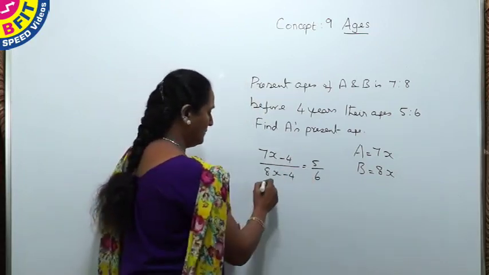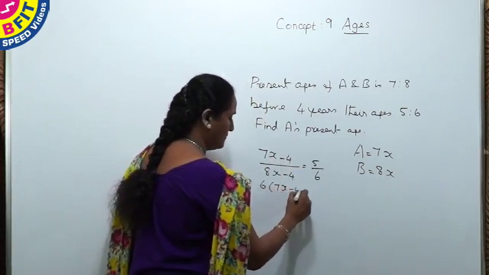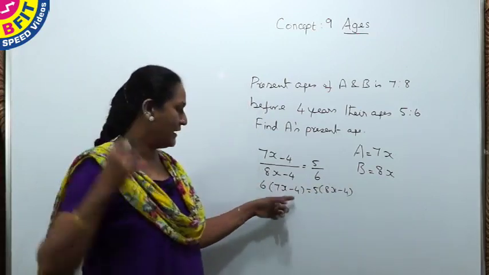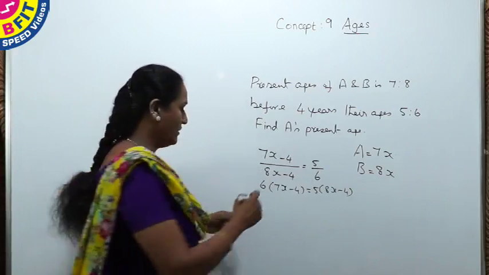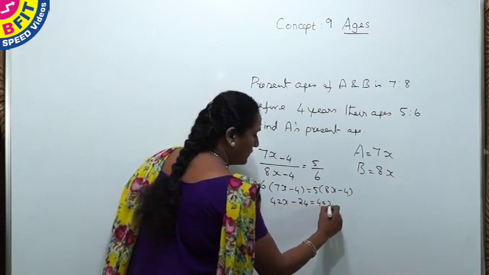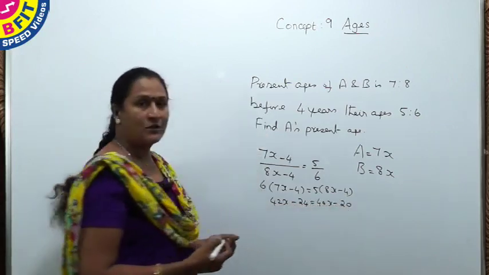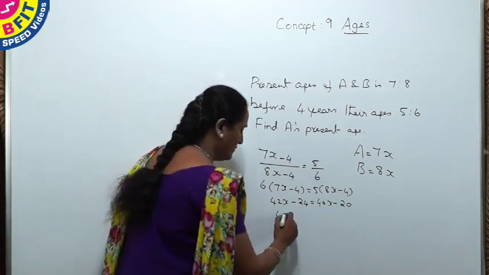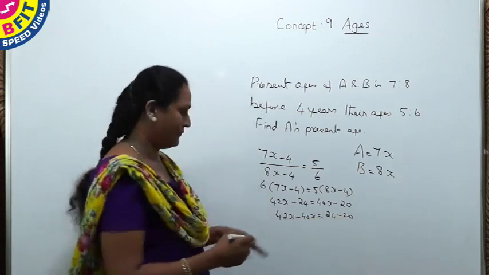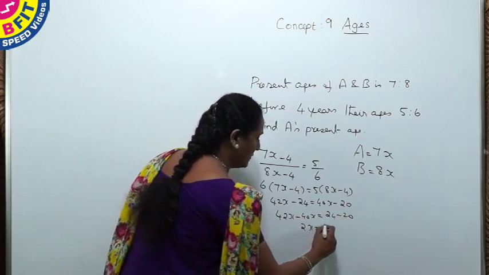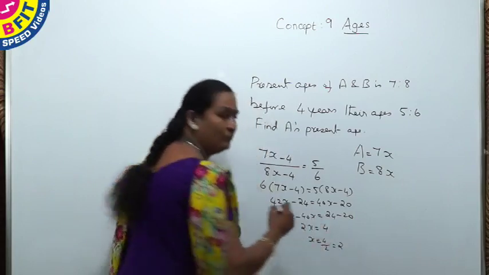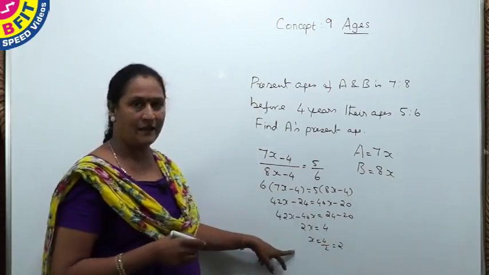By solving this, we get the value of x. Cross multiplying, 6 into (7x minus 4) equals 5 into (8x minus 4). By expanding this, 42x minus 24 equals 40x minus 20. Bringing all x to one side, 42x minus 40x is 24 minus 20. So that is 2x equals 4, and the value of x is 4 by 2, which is equal to 2. So we have got the value of one part x, that is 2.